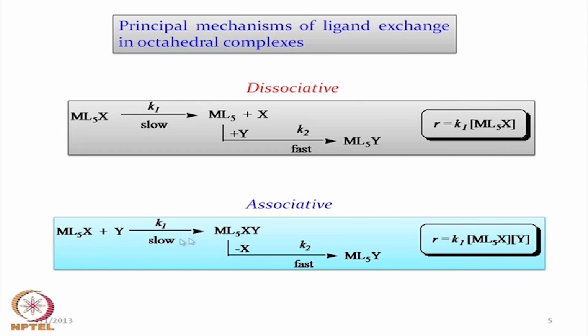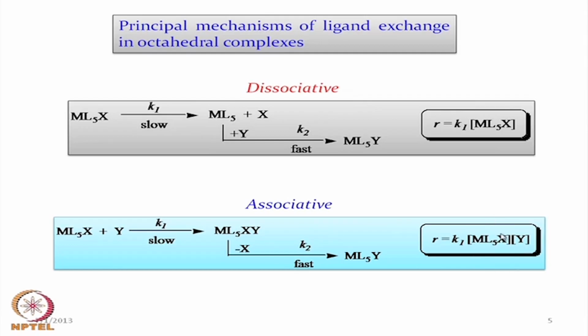Similarly, since this is the slowest step, that means the rate of the reaction is dependent on the associative pathway, which is dependent on the rate constant K1. Therefore, the rate equation in this particular case would be R is equal to K1 into ML5X into Y. That means it has the contribution of both the concentration of the starting complex, ML5X, and the concentration of the entering group, Y.